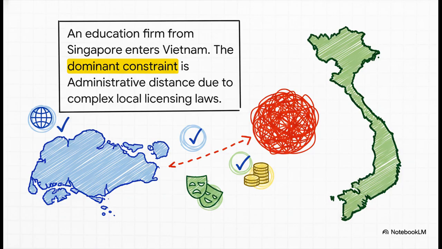Okay, let's make this real with an example. Picture an education company from Singapore. They're looking to expand into Vietnam. Now, if you just glance at it, geographically, they're super close. Culturally, there's some overlap. And economically, Vietnam is a hot, growing market. But when you apply the CAGE lenses, one problem stands out above all the rest: administrative distance. Specifically, trying to navigate Vietnam's incredibly complex and frankly confusing licensing laws for foreign companies in the education world.